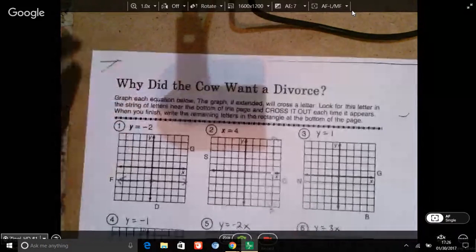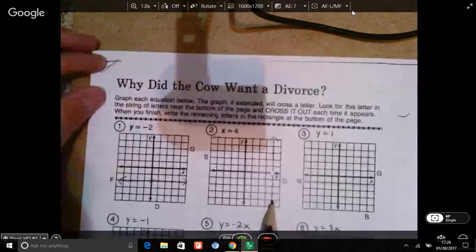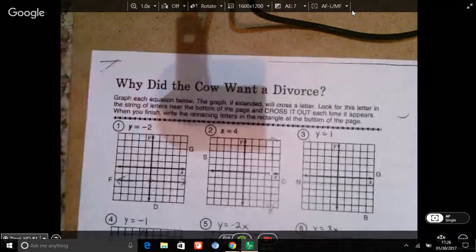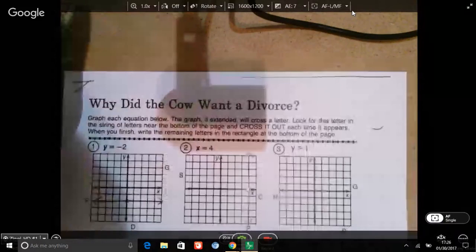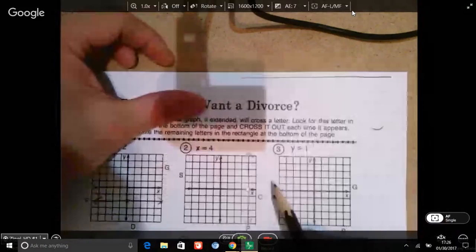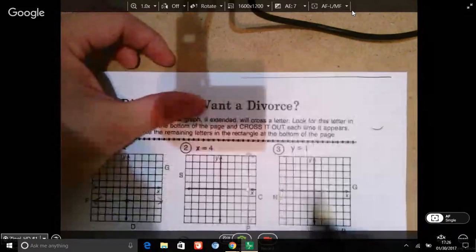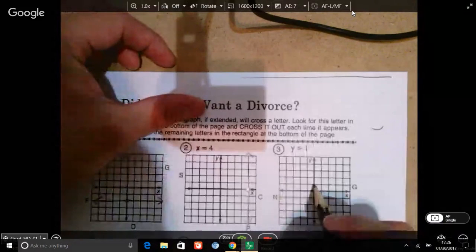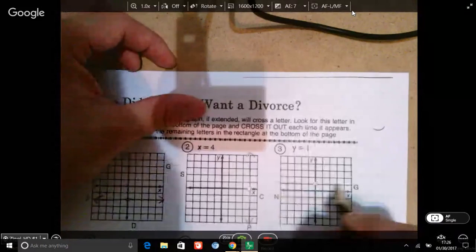All right. This is an undefined slope. This is a slope of 0. We'll do one more like this. Number 3. y equals 1. There is no x in the equation. That means it will be parallel to the x. It's never going to touch the x. It's going to hit the y at +1 and be parallel to the x.